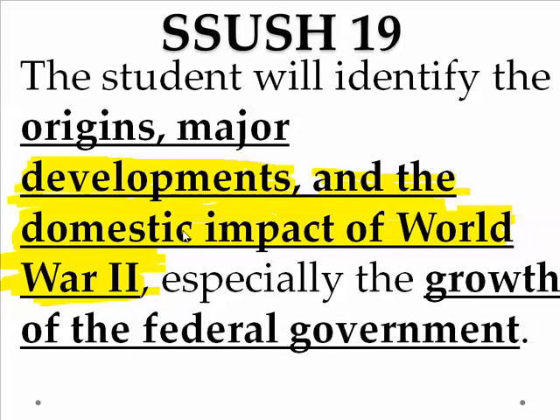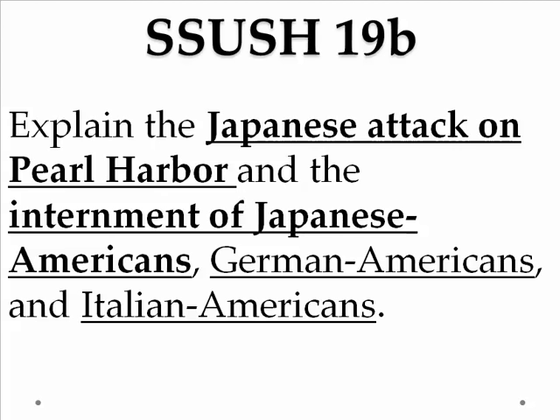Domestic impact of World War II is going to play out in the Japanese attack on Pearl Harbor. The result of that being the internment of Japanese in America. So let's go to that developments during World War II, and this is going to happen at home domestically.